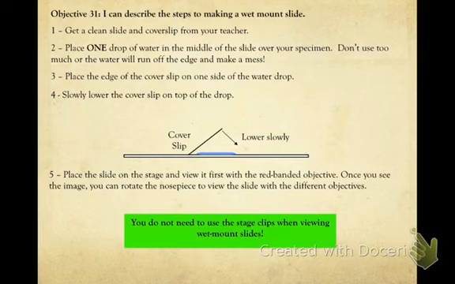To view it, first use the red banded objective, that means the lowest objective. Once you see the image, you can rotate the nose piece to view the slide at the different objectives. So again, we're going to start at low power, get it in focus, then switch to medium power, get it in focus, and then switch to high power. And you don't need to use stage clips when you're doing wet mount slides, because you don't want to mess up your wet mount by trying to get those stage clips on your slide.